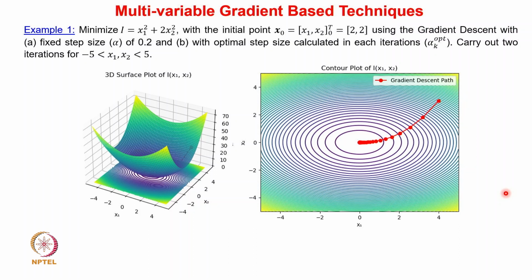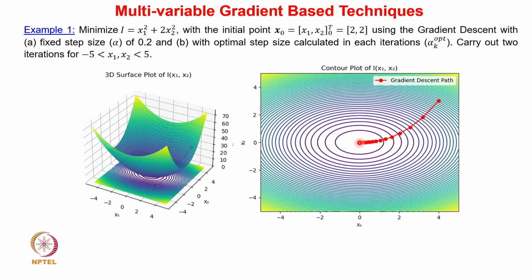Now let's look at one solved example. In this particular case, we are looking at minimizing x1 square plus 2x2 square with an initial point 2, 2 using gradient descent, with a step size of 0.2, and x1, x2 varying between minus 5 to 5. You can see that the gradient descent starts from one initial guess value, and as we undergo different iterations, we eventually reach the global optimum solution.